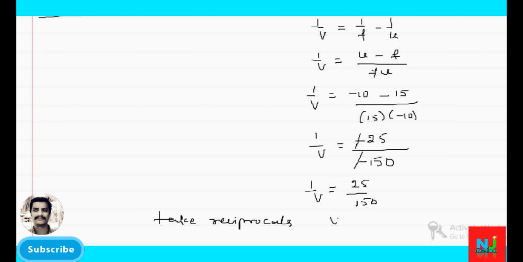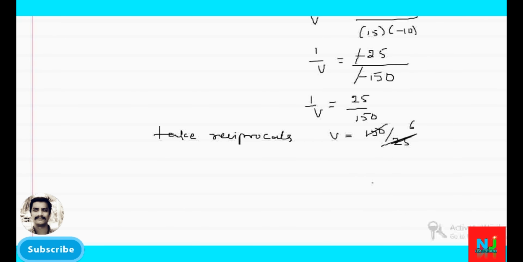So what do you get? Take the reciprocals. V is equal to 150 divided by 25. 25 sixes are 150. So what is the answer? The answer is very simple: V is equal to 6 centimeter. V is positive. Remember, V is positive.